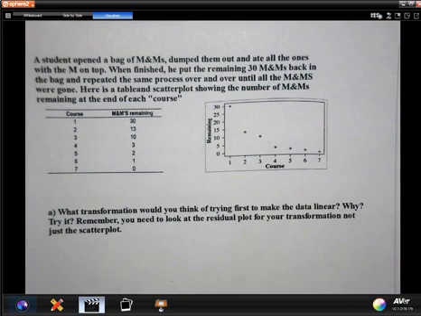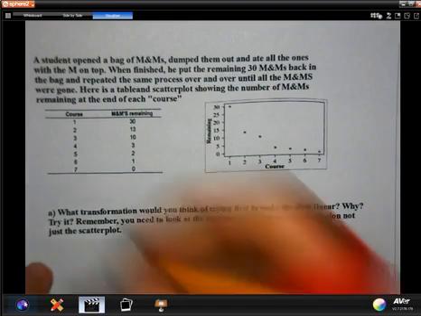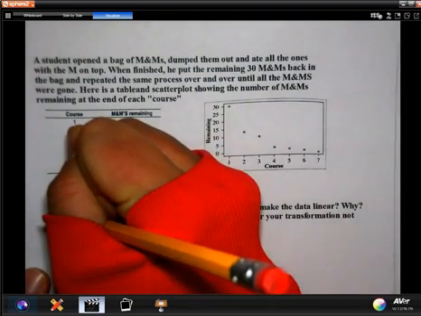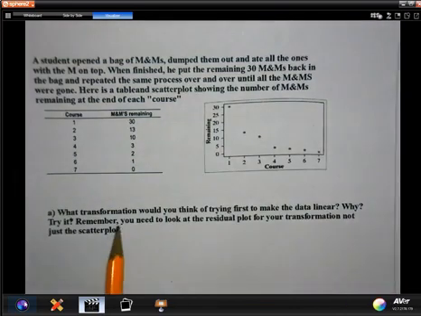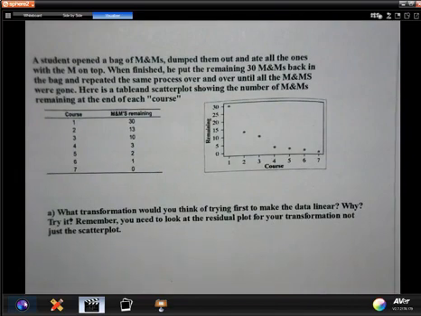So what transformation would you think of trying first to make the data linear? Why? Try it. I don't know why I put a question mark there. Try it. We'll make that an exclamation. And the biggest thing, remember, you need to look at the residual plot for your transformation to see if it's truly linear, not just the scatter plot. Because sometimes the scatter plot can look linear, but when you find the residuals, it's not.